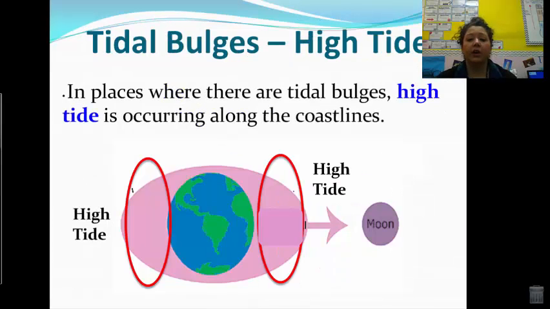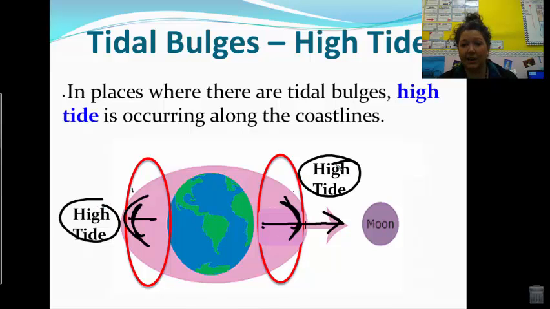Okay, and so right here, whenever you're at that bulge, so right here and right here, when they're part of that bulge on this side, that is when we have high tide. So high tides occur where the bulges are, basically the sides that are lined up with the moon.